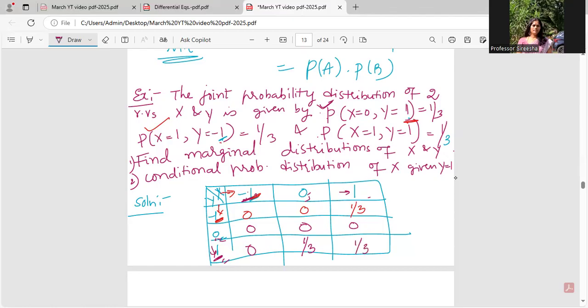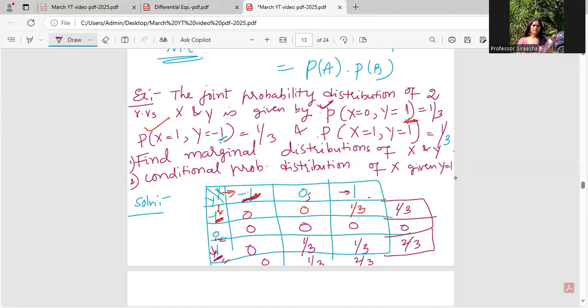Now, what I need to do is to find the marginal distributions. I just need to add all the rows and all the columns, guys. It's as simple as that. If I add the first row, the value would be 1 by 3. The second row, all zeros are there, so it would be 0. Third row would be 2 by 3, guys. Similarly, I'll add all the columns for the marginal distribution of y. The first column gives me 0, the second column gives me 1 by 3, and the third column gives me 2 by 3.